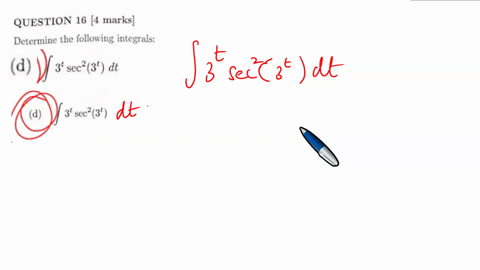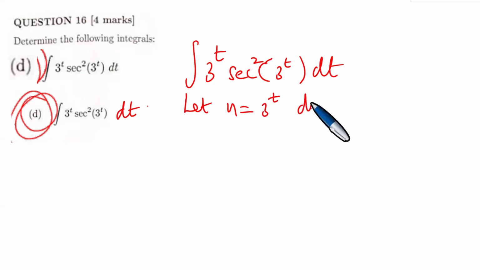Very close to that. But at this point, the couple of things we need to take into account is the fact that we must remove this one. So we let u be 3 to the power t. Then we proceed to find du dt. What is the derivative of this one? It's the same as 3 to the power t ln 3, like this.